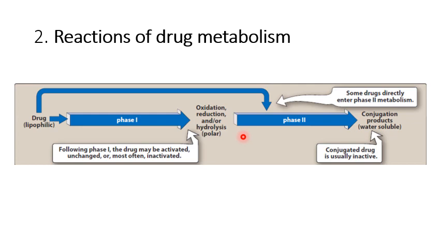And usually phase 1 converts the drug to a more hydrophilic component that can be easily conjugated in phase 2 with a molecule that facilitates the excretion of this drug. It's not necessary that the drug should pass through both of these steps. It might only pass through phase 1 processes, or it might pass only through phase 2 metabolic processes.